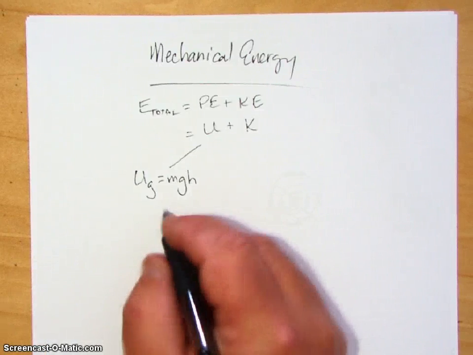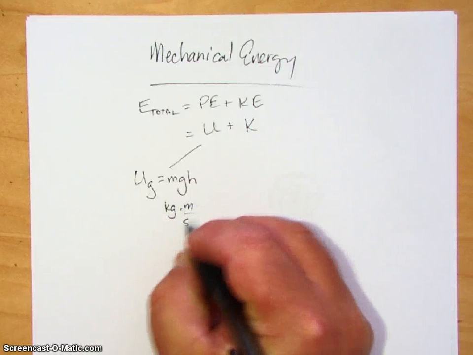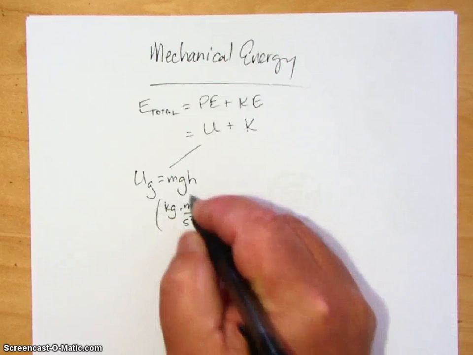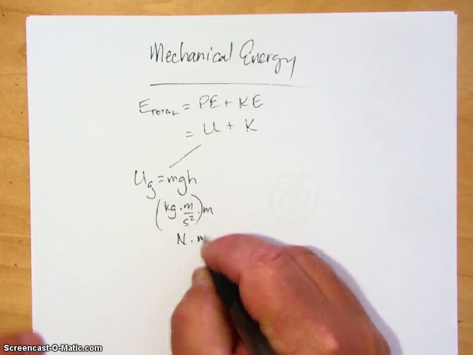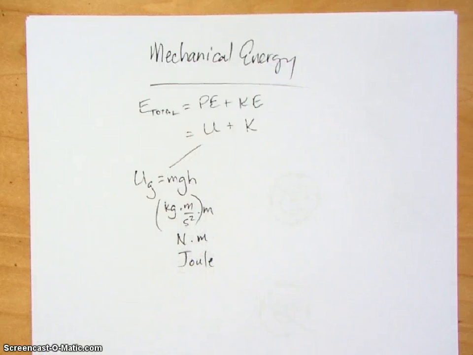Now let's take a look at the units real quick. Mass would be in kilograms, g is meters per second squared, and height is going to be in meters. Well, if you put that together, that's a Newton, so you have a Newton meter. Newton meter is of course a joule. So it's the same energy as work. Work and energy are interchangeable essentially. Energy is something that you have. Work is physically putting it to work, physically doing something with it.